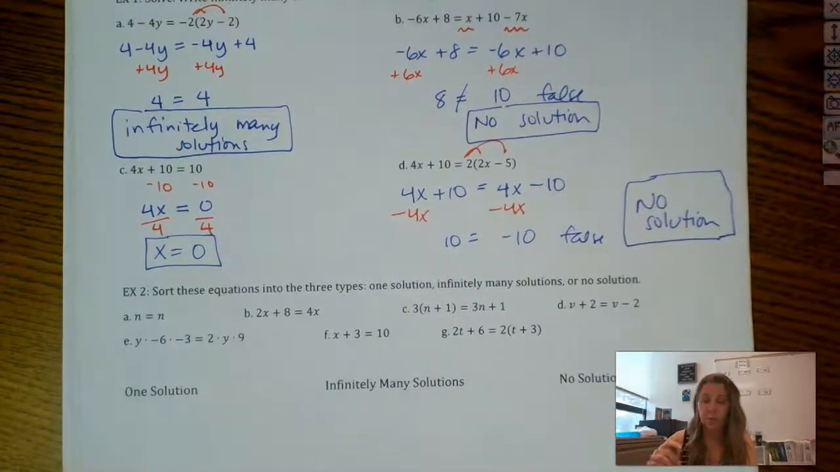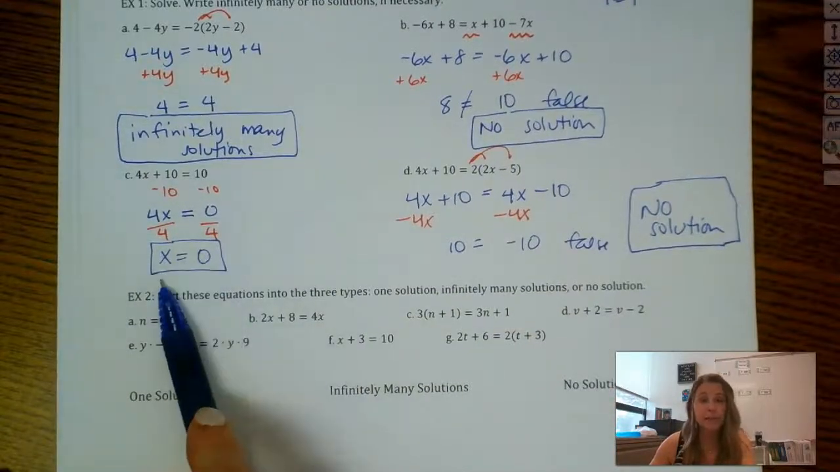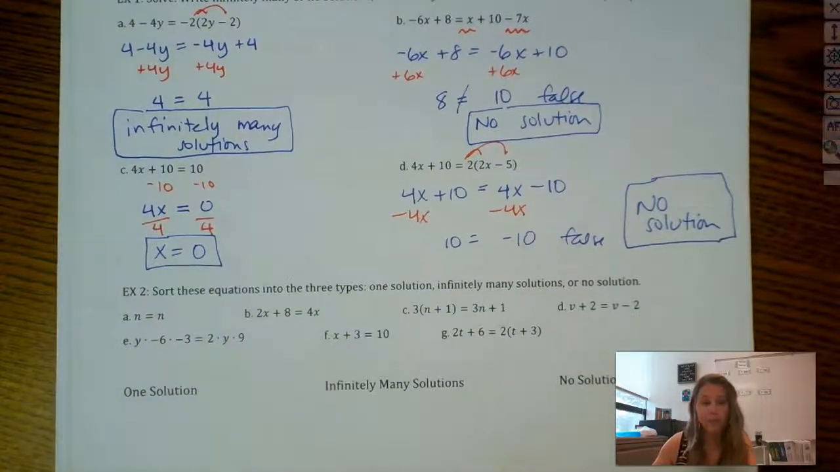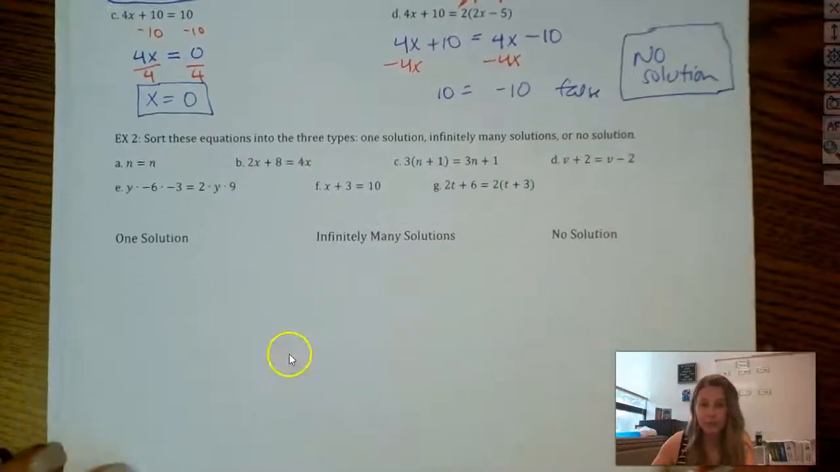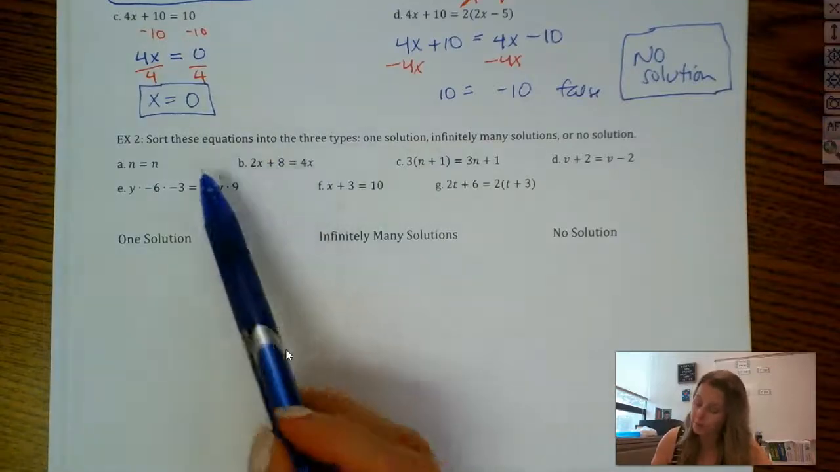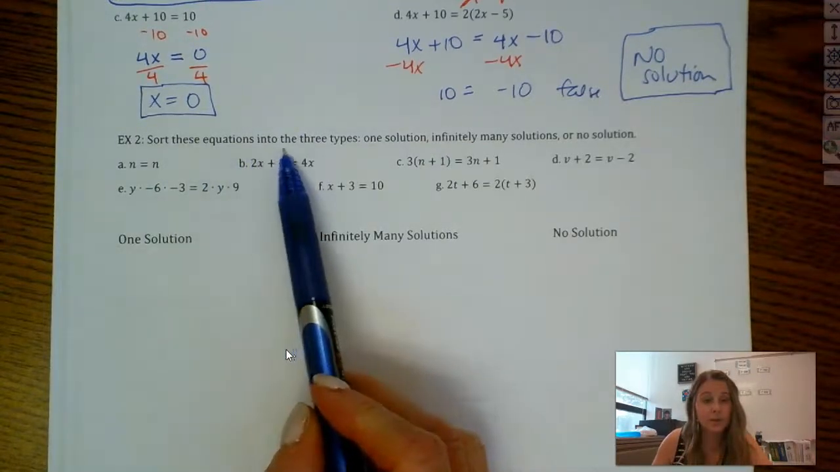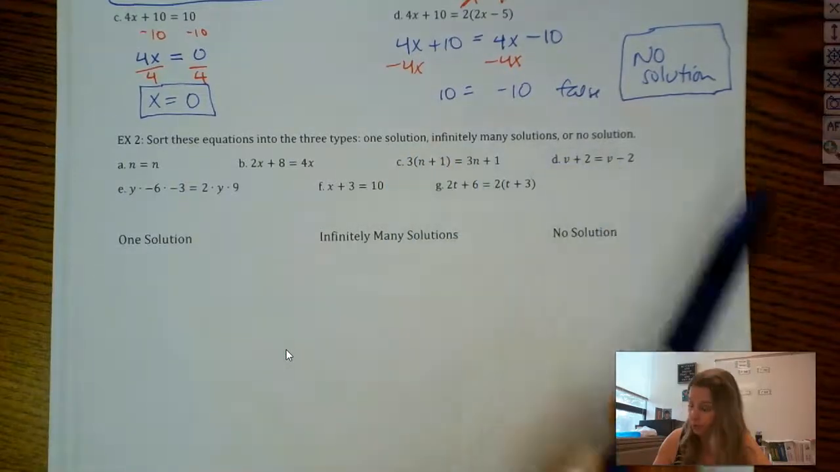All right, so we've got a couple of special cases here. We have a regular equation where we get an answer for x. We really just have one more item to look at here. Let's do a little sorting exercise where you look at these items. We want to sort these equations into 3 types. Is it a one solution, an infinitely many, or a no solution?